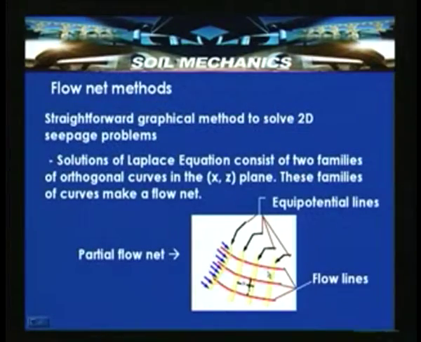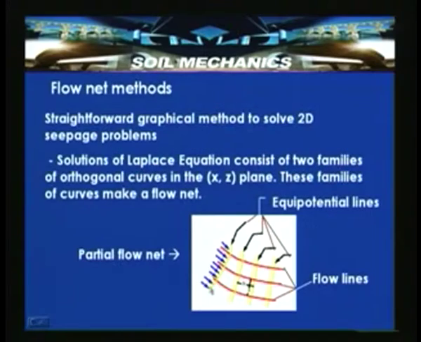Generally, flow nets need to be constructed such that it should be possible for us to insert a circle having certain dimensions, not necessarily identical circular dimensions, but here the flow is occurring in this direction. So, the space between two flow lines is called a flow channel. The space between any two flow lines is called a flow channel.